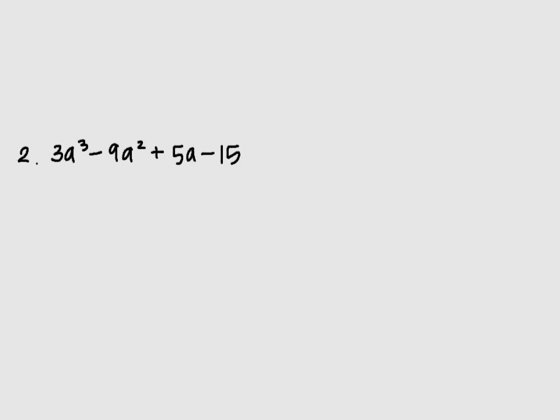Okay, so in example number 2, we have a 4-term polynomial. I have the terms 3a cubed, negative 9a squared, 5a, and negative 15. Before factoring by grouping, I just want to check, is this factorable by GCF? Is there a greatest common factor that exists in all 4 of my terms?